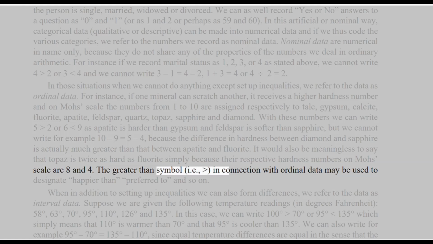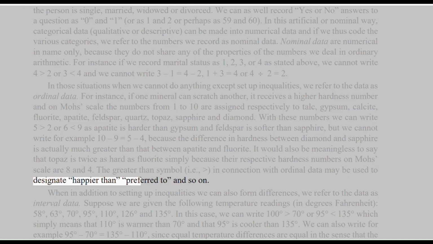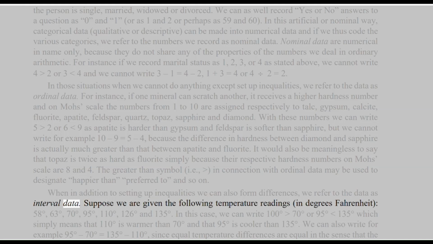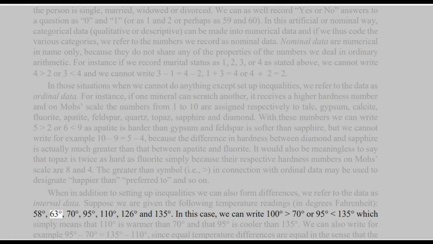The greater than symbol in connection with ordinal data may be used to designate happier than, preferred to, and so on. When in addition to setting up inequalities we can also form differences, we refer to the data as interval data. Suppose we are given the following temperature readings, in degrees Fahrenheit: 58 degrees, 63 degrees, 70 degrees, 95 degrees, 110 degrees, 126 degrees, and 135 degrees.